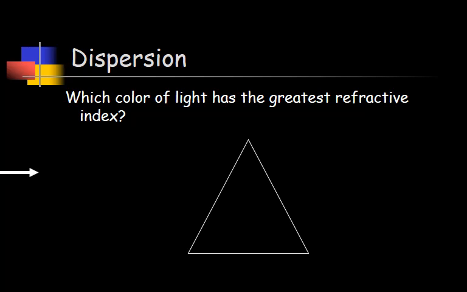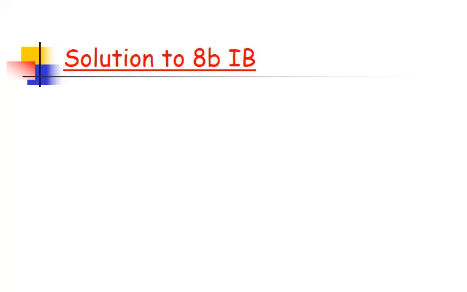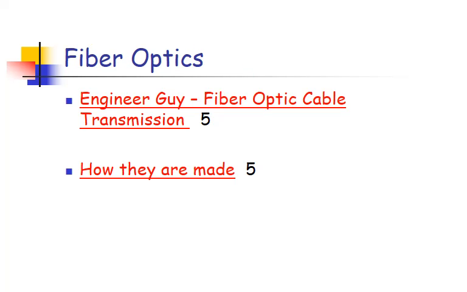So which light has the greatest refractive index? We've got the light coming through, and they all bend a little bit differently, and we can use the chart to do that.